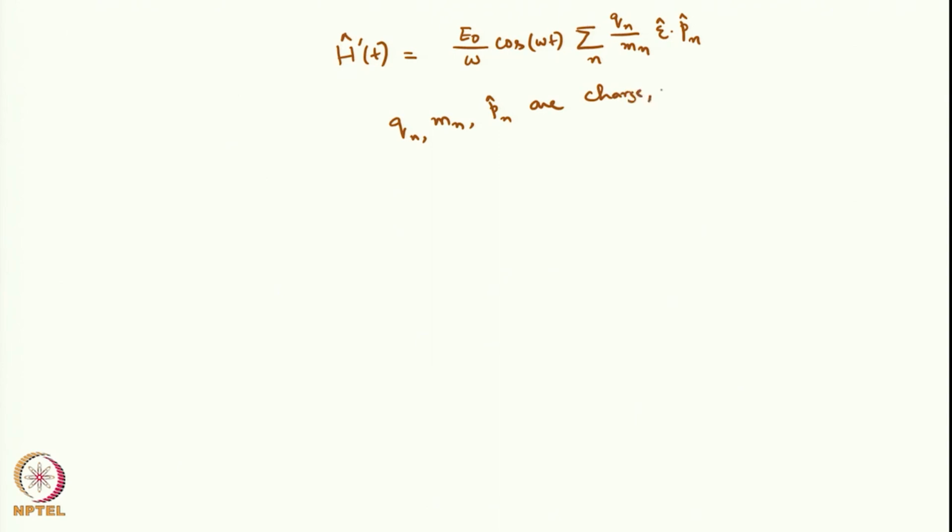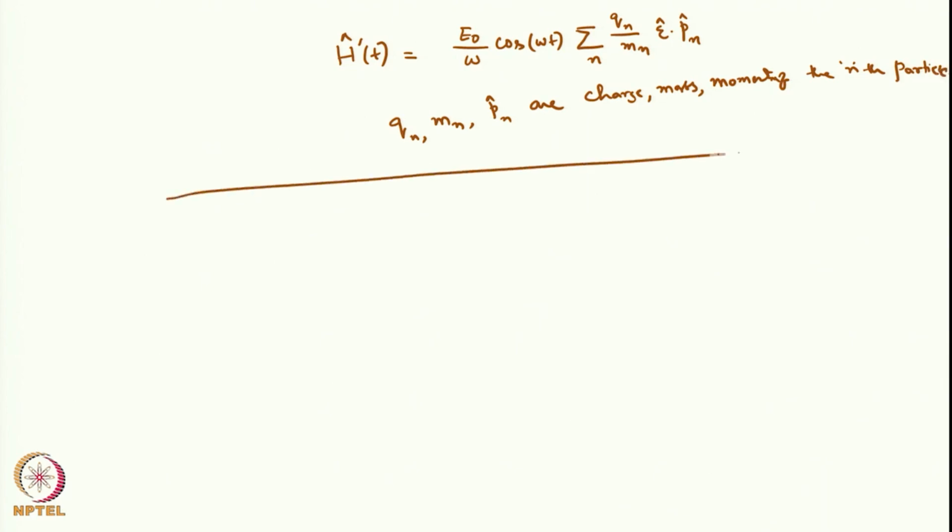At the end of the last class, we had H prime of t equals E naught by omega cos omega t, sum over n of q_n by m_n, epsilon dot p_n, where q_n, m_n, p_n are the charge, mass, and momentum of the nth particle. So, this is what we have.